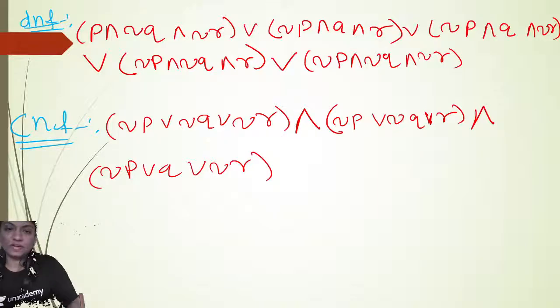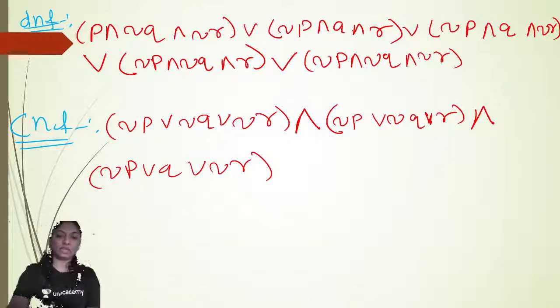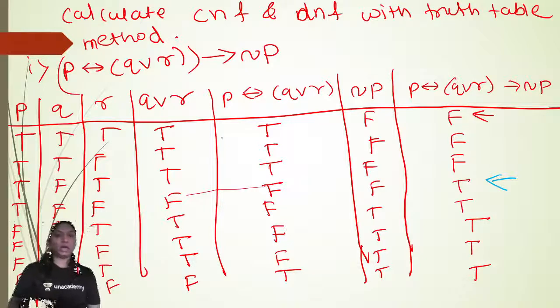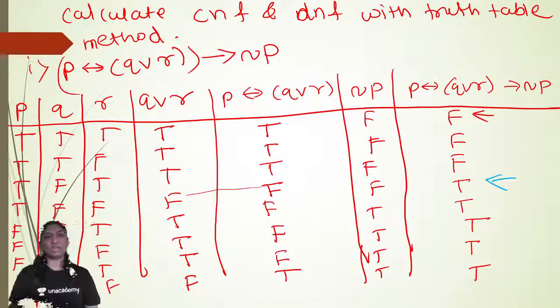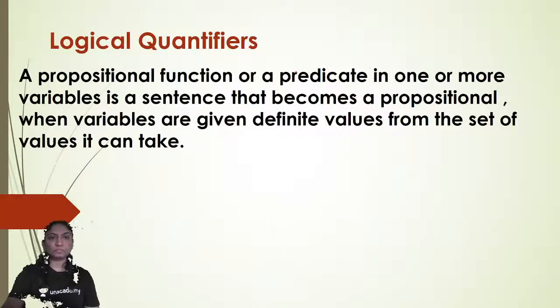The same CNF and DNF we can calculate with the help of truth table. Okay, I hope it is clear to you. It is very difficult to find CNF and DNF for statements involving more than 2 statements. So at that time this is the simplest method to calculate the CNF and DNF with the help of truth table. Now the next part is logical quantifiers.